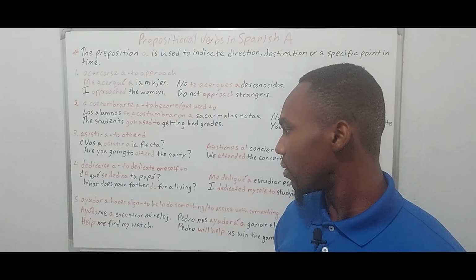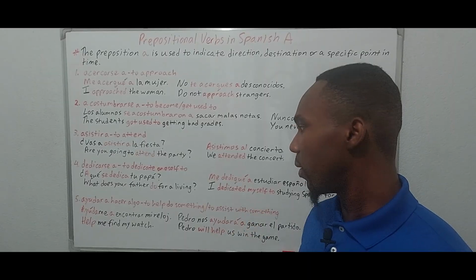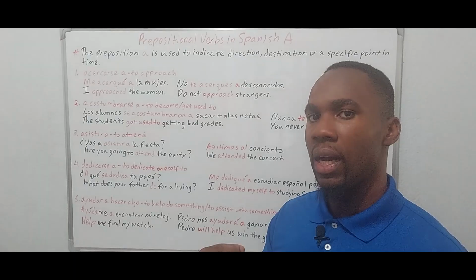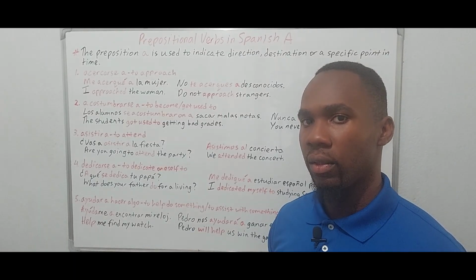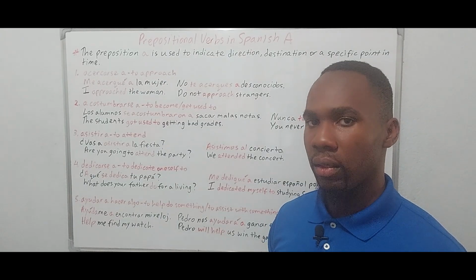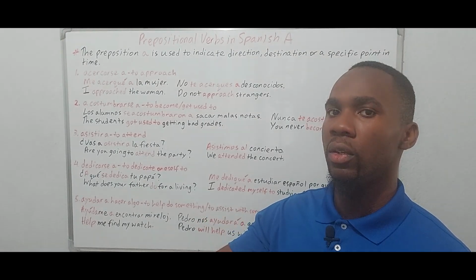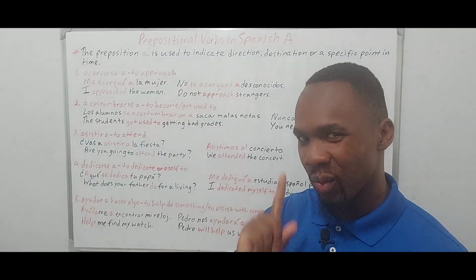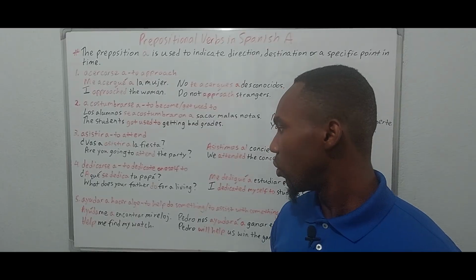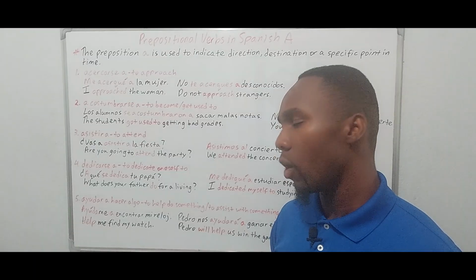5. Ayudar a hacer algo. To help to do something or to assist with something. Now this is important. We know that if we have a person as the direct object, then the personal a is required. But if we're talking about the assistance that we lend to someone, we have to use a as well, right? So, ayúdame a encontrar mi reloj. Help me find my watch.